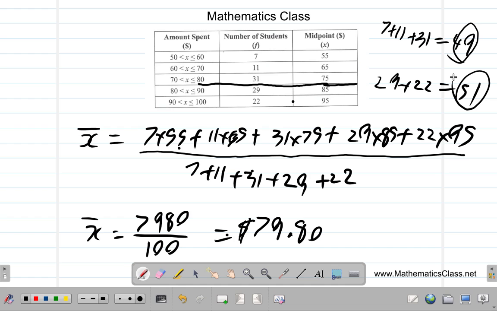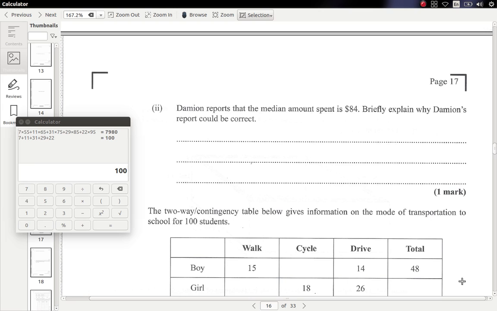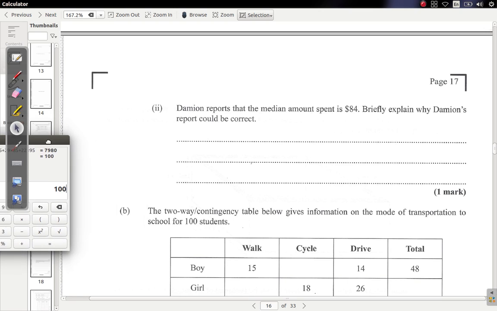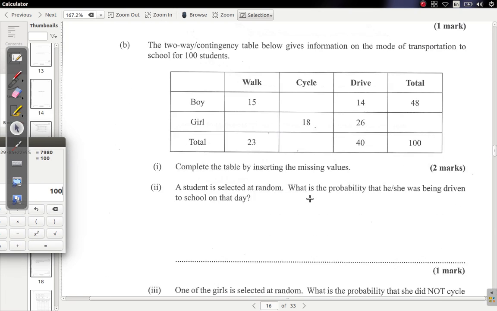So the sum of the number of students, the sum of the frequency in other words, of those less than 84, and the sum of the frequency of those more than 84, are about the same, right? Very close, so Damien could have been correct. So you see that? Alright, let's see part B and see what they say.